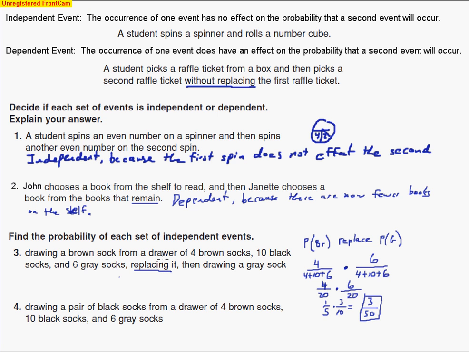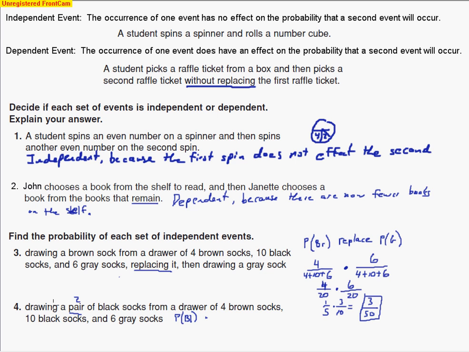Well, taking a look at our last one here, we've got drawing a pair of black socks from a drawer. Now, a pair means 2. So we have 2 black socks that we're going to select from a drawer of 4 brown socks, 10 black socks, and 6 gray socks. So 4 brown, 10 black, 6 gray. The same number of socks, it's just now we're going to select 2 blacks. So the way I'm reading it, we're going to have the probability of a black, and then a probability of another black.